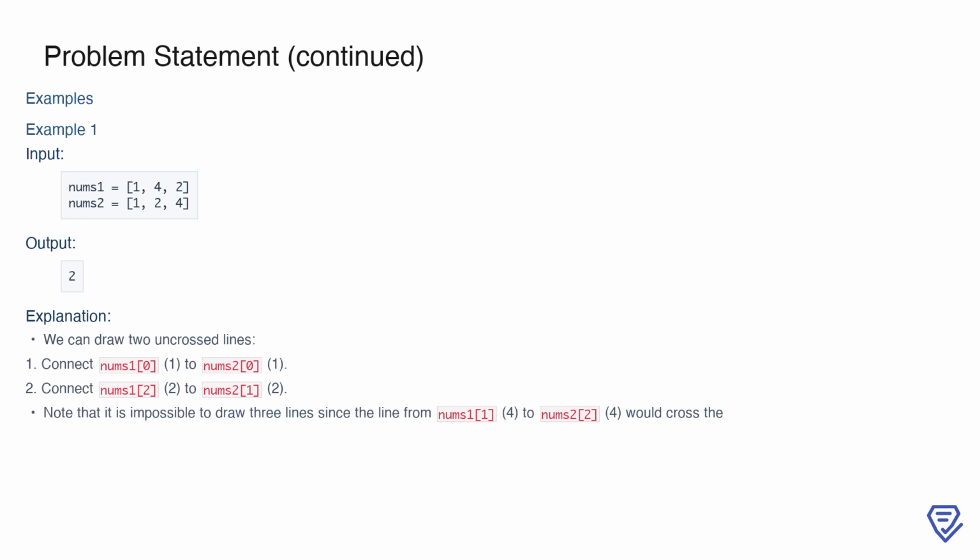Suppose nums1 is [1, 4, 2], and nums2 is [1, 2, 4]. The maximum number of uncrossed lines we can draw here is 2. Here's why: we can connect the 1 at nums1[0] to the 1 at nums2[0], and we can also connect the 2 at nums1[2] to the 2 at nums2[1]. These two lines do not intersect. However, we cannot connect the 4 at nums1[1] to the 4 at nums2[2] without crossing one of the existing lines. Thus, the output is 2.